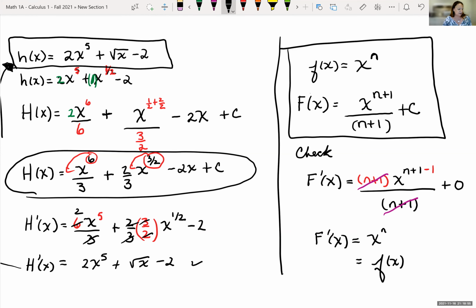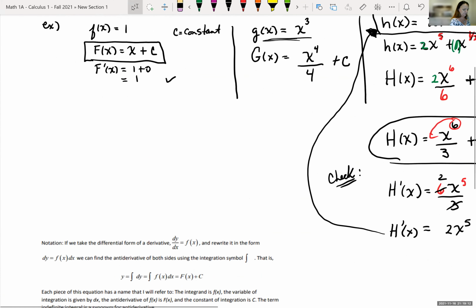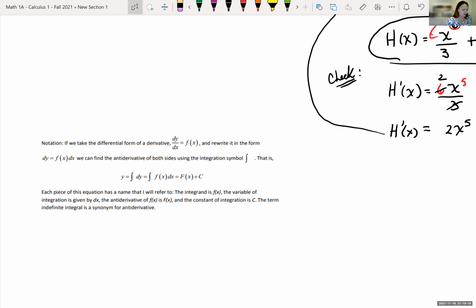Okay, let's look at some notation here. There's another way that we can write this without just saying every time I'm taking the antiderivative of this. So let's look at the following. There's a lot of words. Let me blow this up a little bit and talk about it.